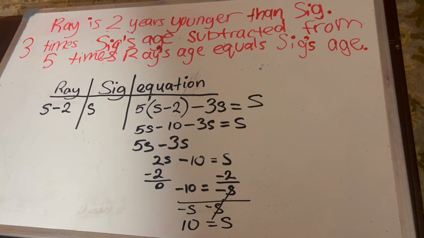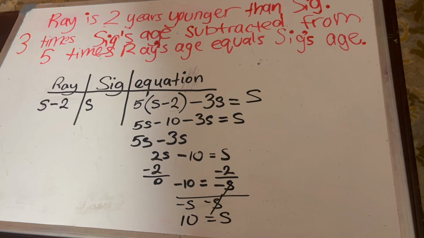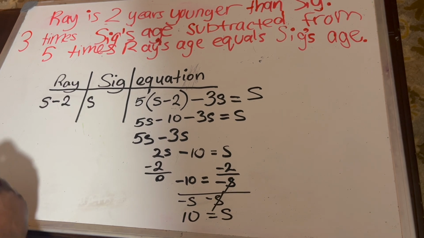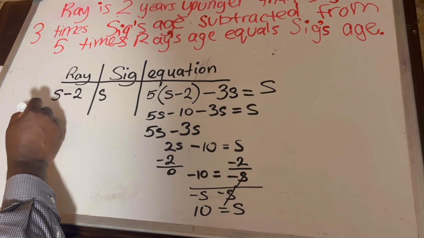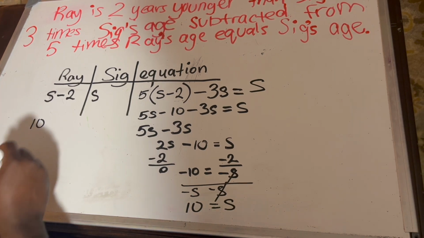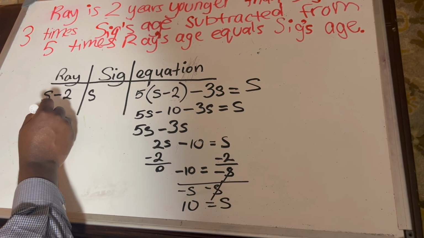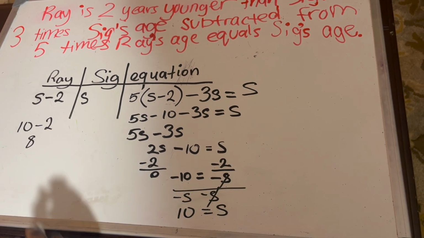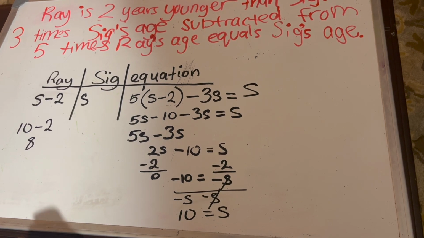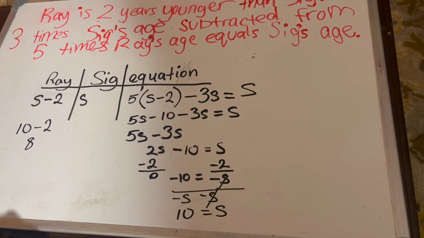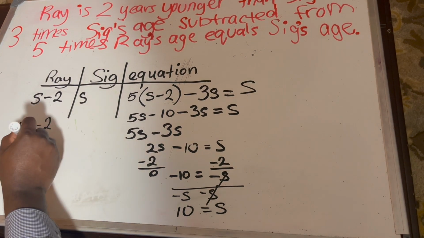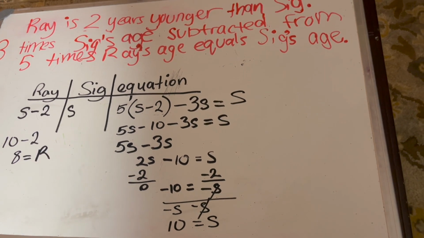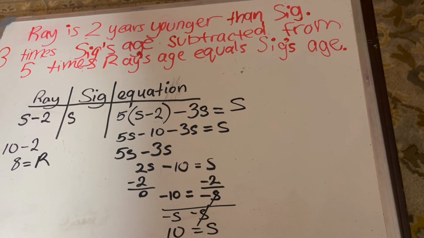So if we go back to our chart here, we're going to plug in that 10 for s. So it's going to be 10, because we just plug that in, minus 2, correct, which gives us 8. So 8 equals Ray's age. We can put 8 equals R for Ray's age. Now we have solved for both Ray and Sig's age, and we're done the problem.